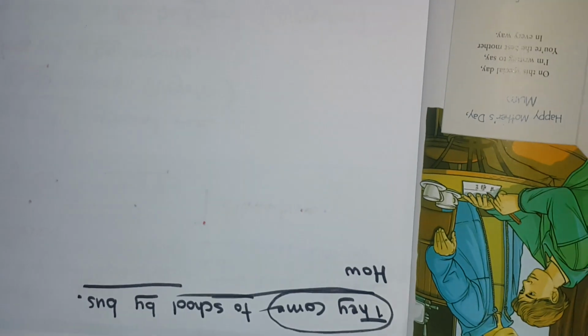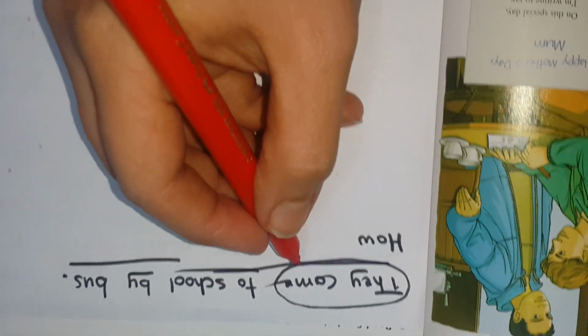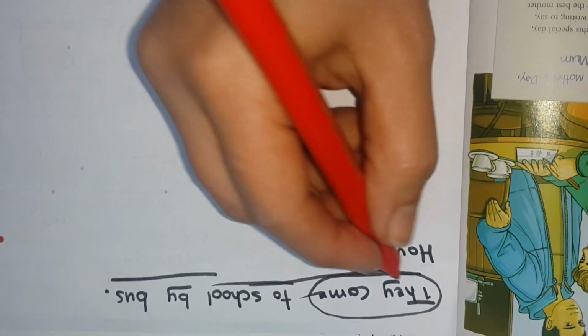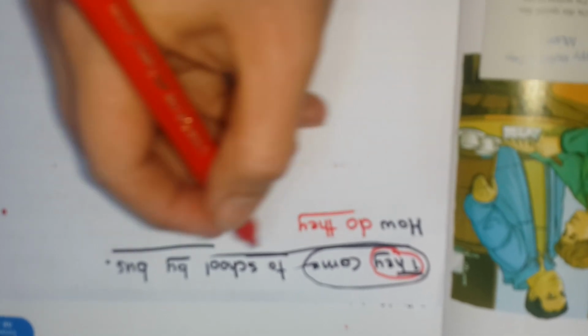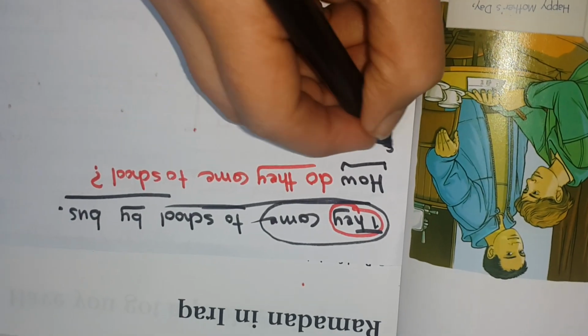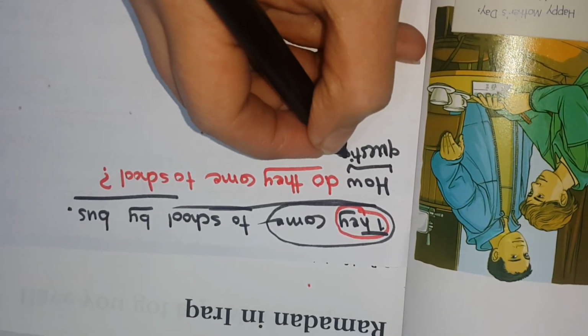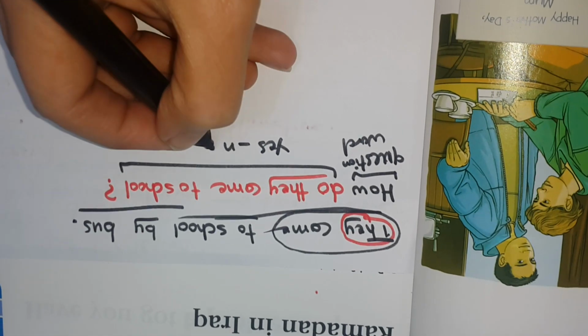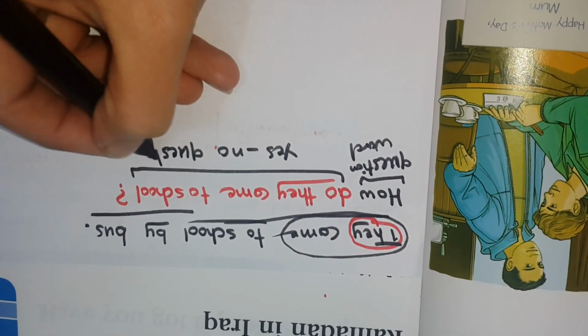This is the verb in its base form without any addition. So this means we have a sentence in the present simple tense and the subject is they. So I use do. They is the subject pronoun. Do they come to school? This is the WH word, and this is a yes/no question. I wish you got it.